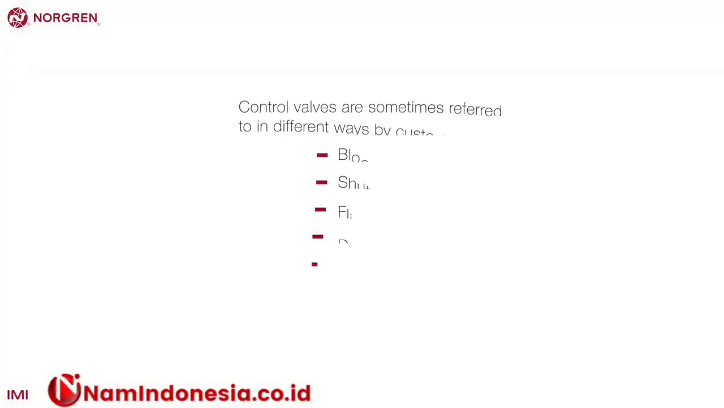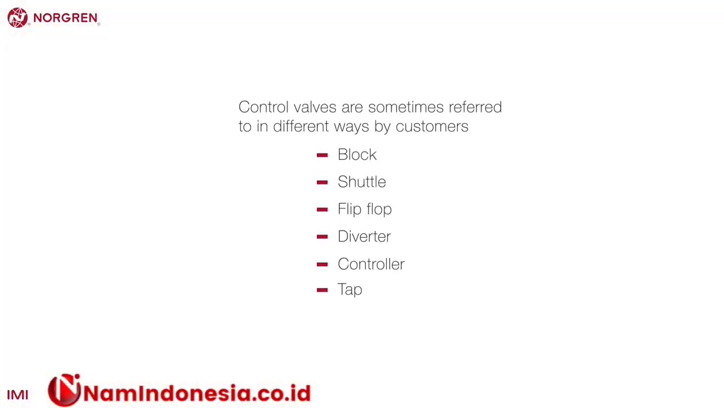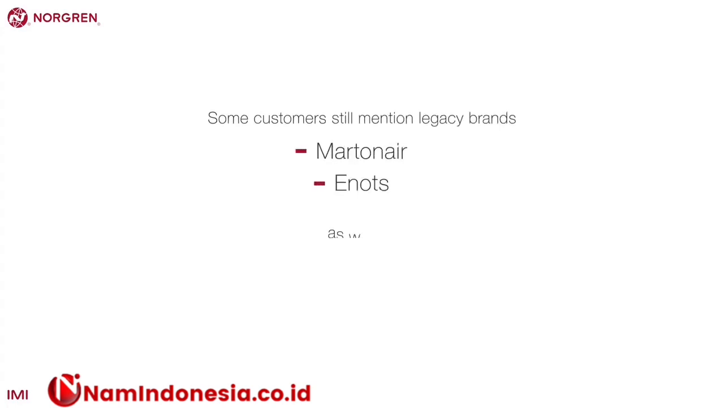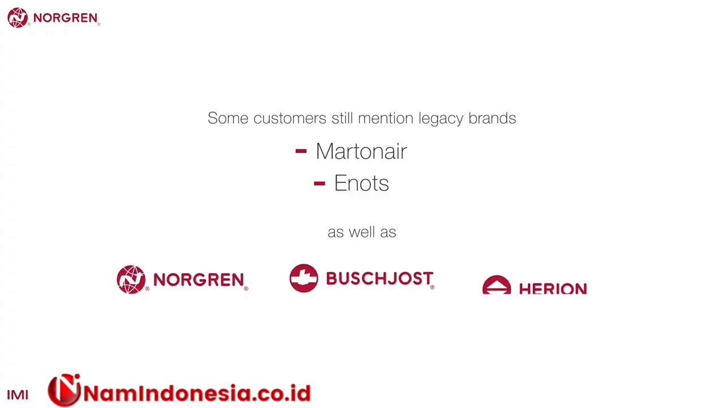Control valves are sometimes referred to in different ways by customers. Here are some of the terms used. It is also worth remembering that some customers still mention legacy brands like Martinair and Enots, as well as Norgren, Bushost and Herion when referring to our control valves.